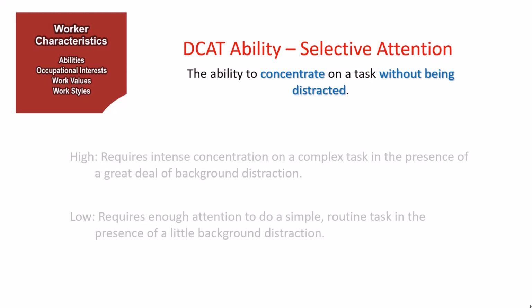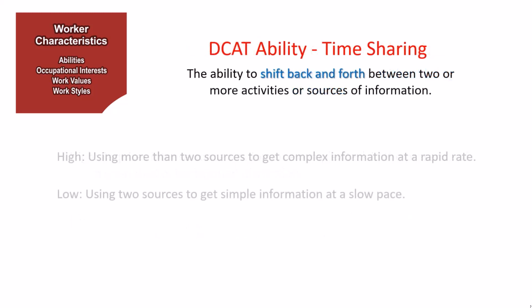Selective attention is next, which is the ability to concentrate on a task without being distracted. At the high end, this would require intense concentration on a complex task in the presence of a great deal of background distraction. At the low end, this would require enough attention to do a simple routine task in the presence of a little background distraction.